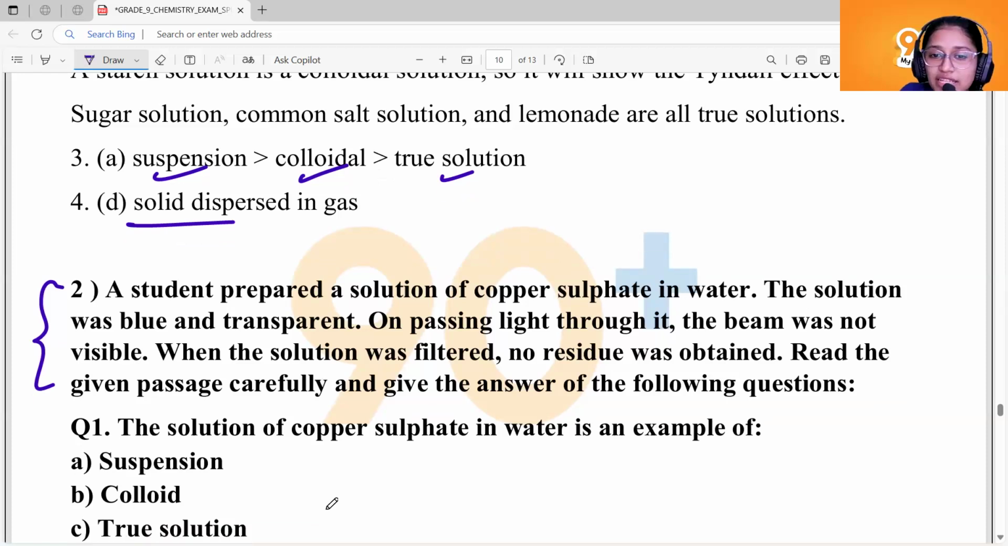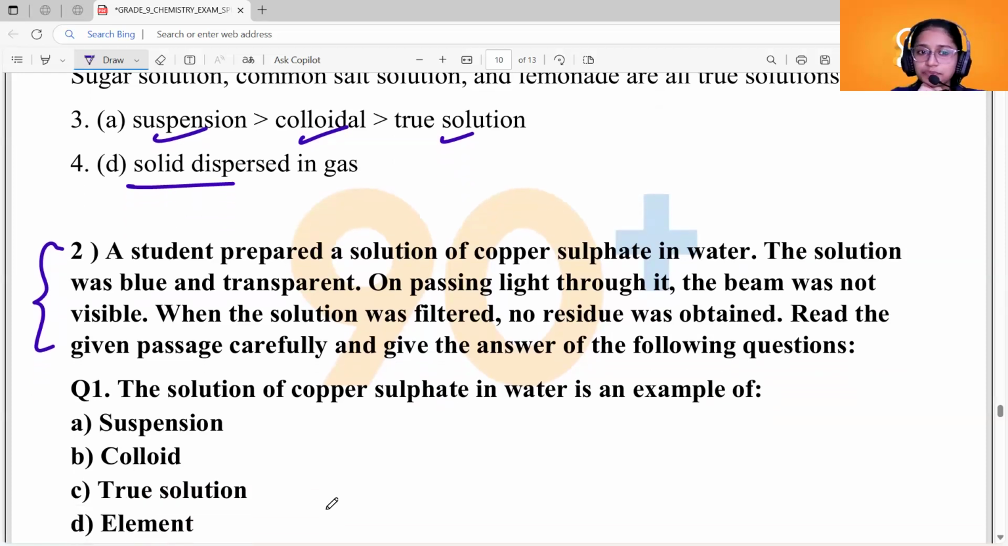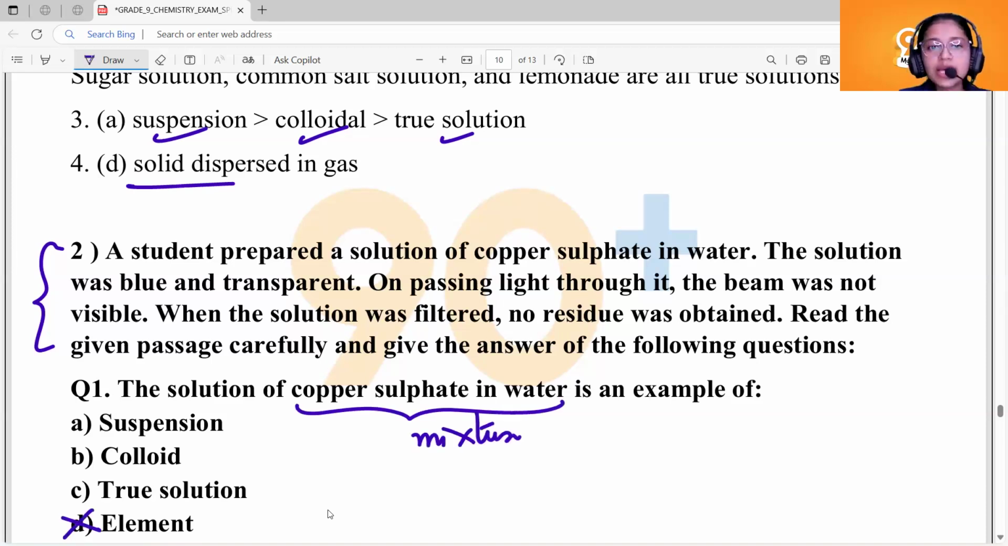Solution of copper sulfate in water is an example of what? It is a mixture that we know, right? So it's definitely not an element. Now, what is it then? Is it a suspension? Is it a colloid? Or is it a true solution? For that, two clues are given to us. One, beam was not visible. It does not show Tyndall effect, so it is not a colloid.